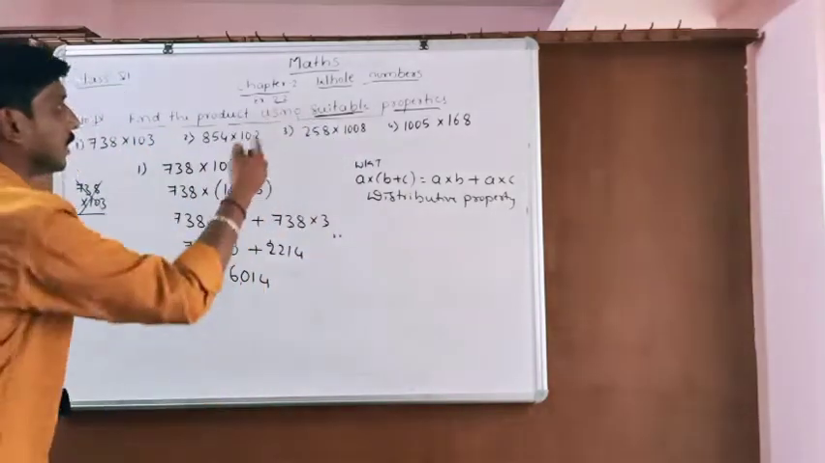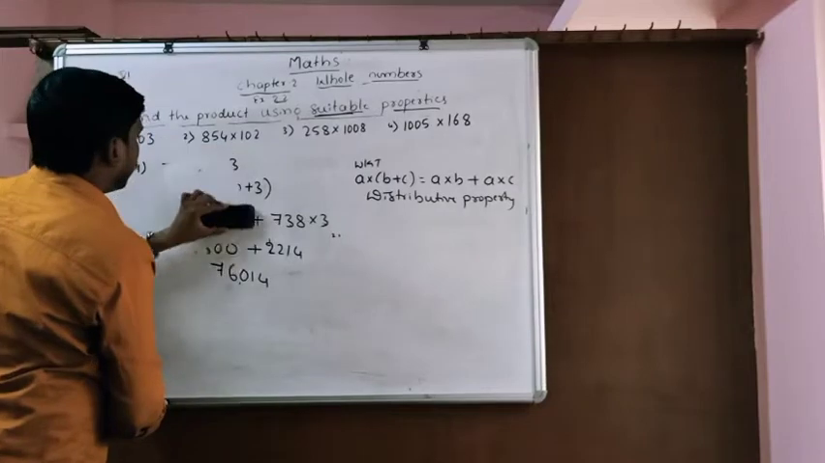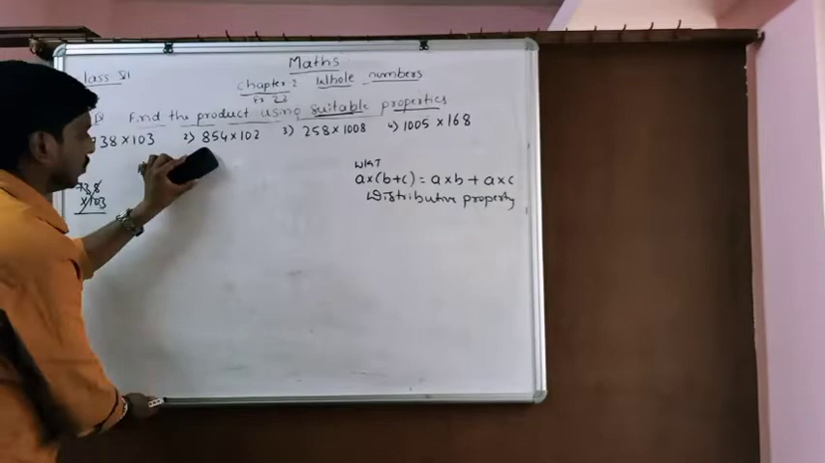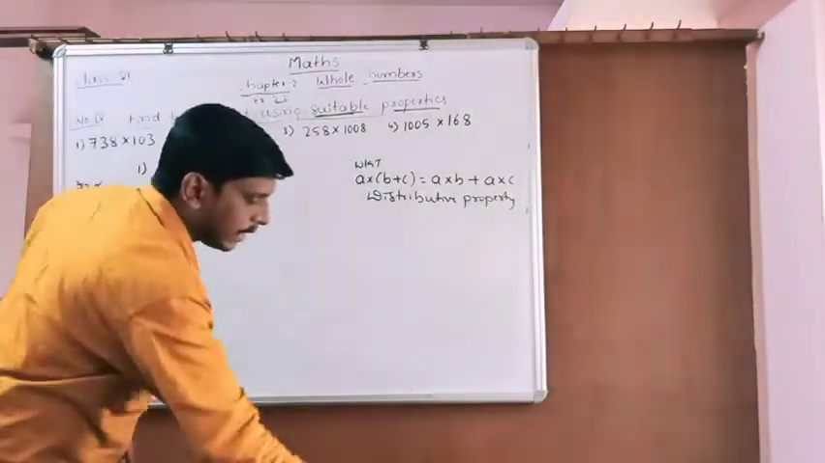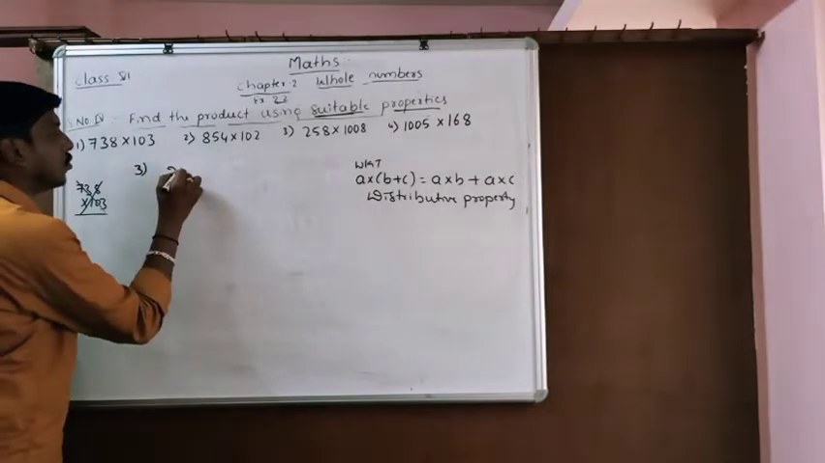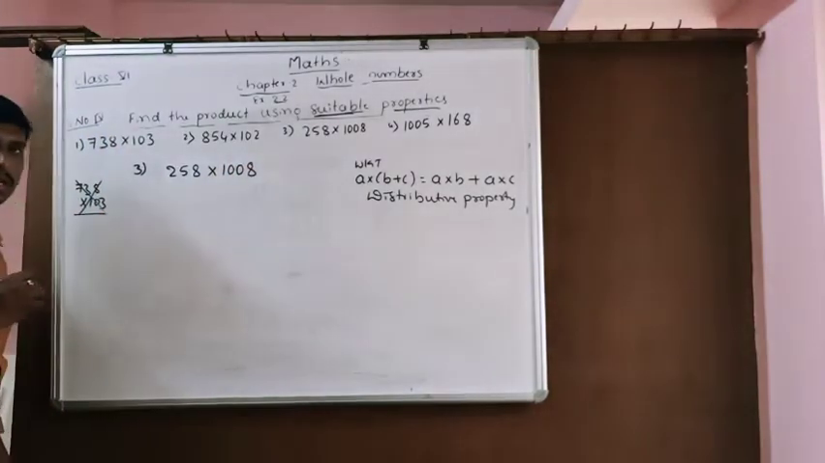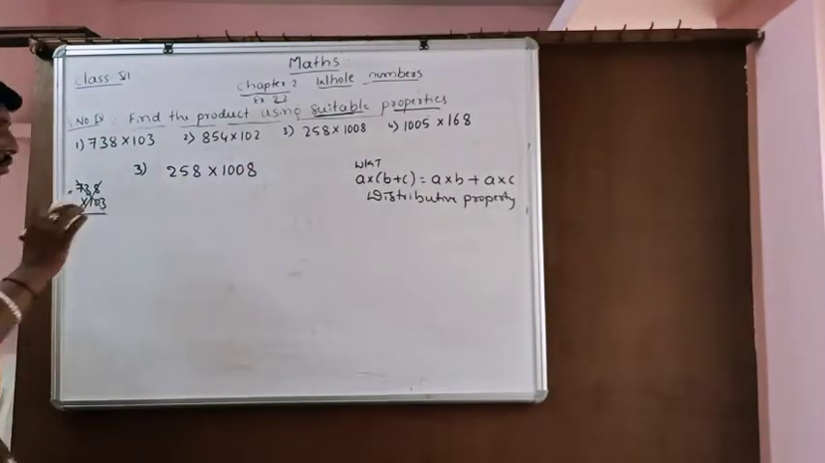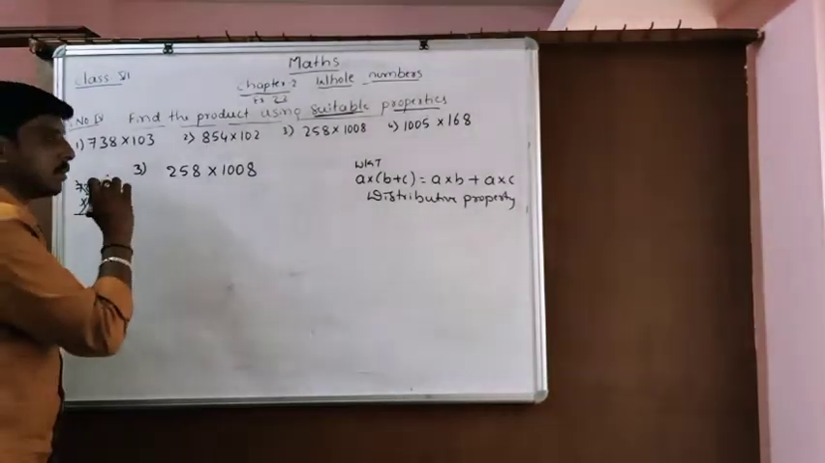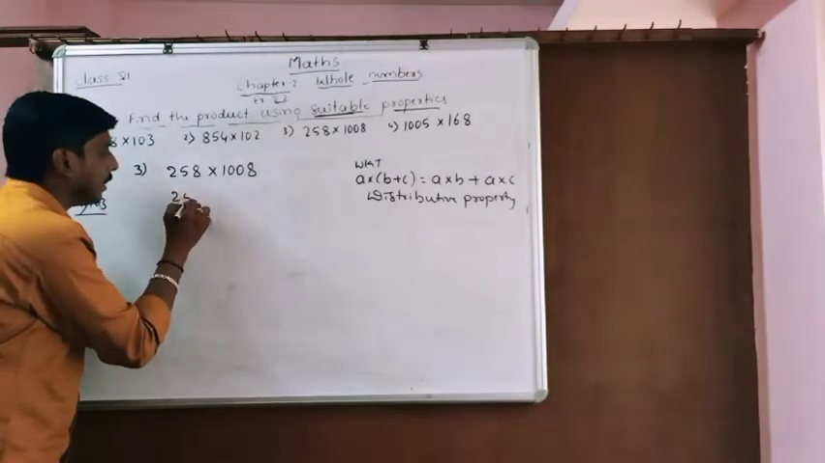So I will move to the next one. I will take the third one. What is the third question? 258 into 1008. So here, for 258 don't go for split. Only select the nearest 1000, 100, 10,000, lakh later, but they will give maximum 100 or 1000. Okay, so 258 will be written as it is.